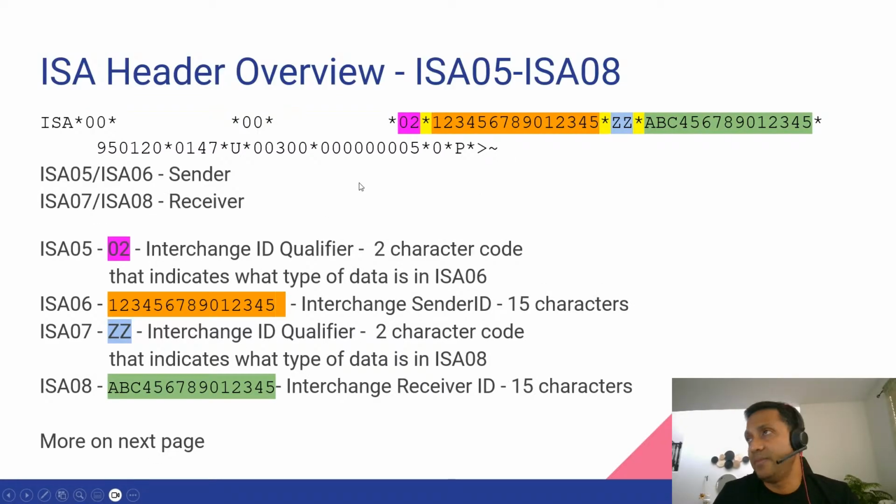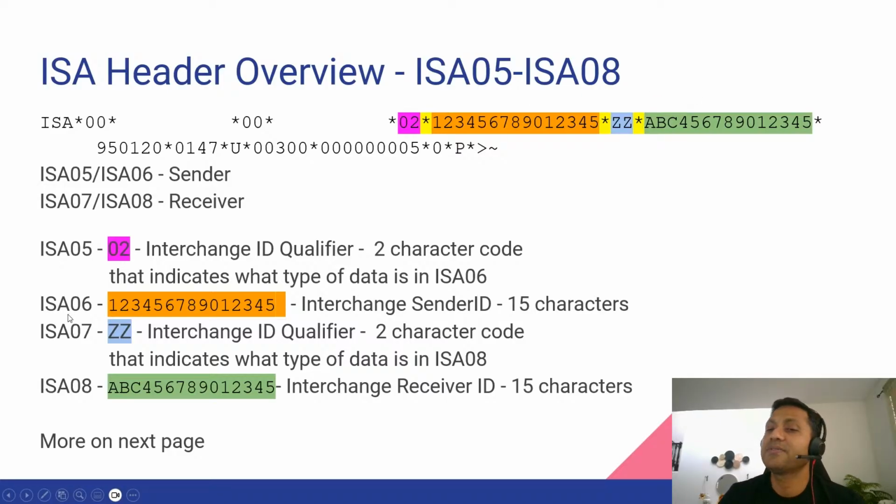The next 4 elements, so starting with ISA 06, which is here 02, and then 07, 08, and 09. So let's talk about that. These next 4 elements are grouped together. Think of them as a family of sender and receiver information. This appears as 2 pairs. So ISA 05 and 06, that is sender information. ISA 07 and 08 are basically the receiver information.